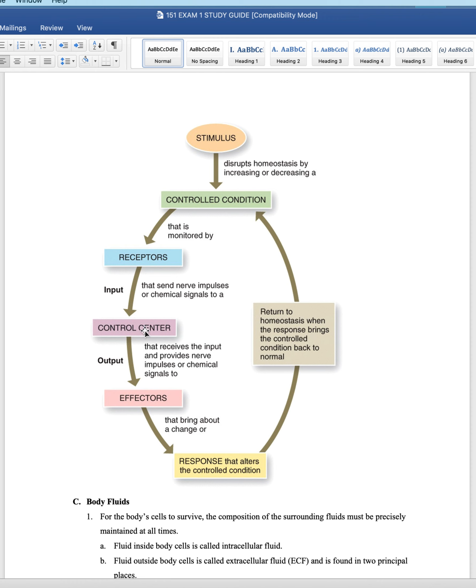This is almost always the brain. And then the brain can send information out to the effector cells that are going to cause a change that will then cause a response. Once that response alters that controlled condition, hopefully it's going to restore this back to homeostatic conditions.